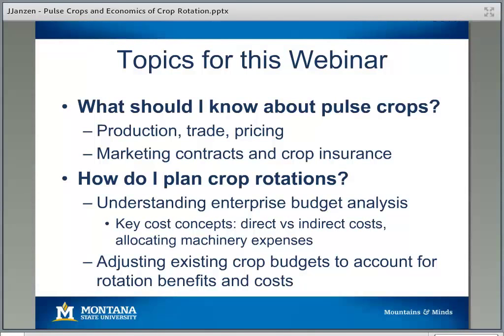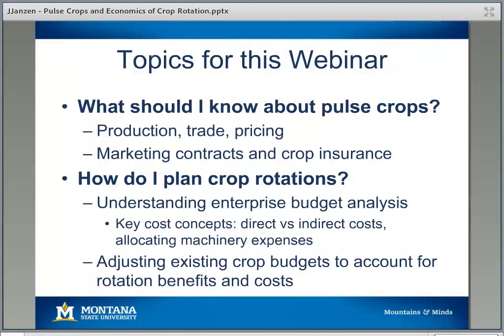So then I want to go into discussing how to plan crop rotations, and in particular, compare crop rotations that do or don't include pulse crops. And to do that, we're going to use a tool called enterprise budget analysis. So we're just going to think about essentially what is the profitability of each of these different crops, and then what is their profitability if we grow them together in a given crop rotation. And so how can we take some existing estimates of profitability, some existing crop budgets, and account for the benefits and costs of growing these crops in a particular rotation?